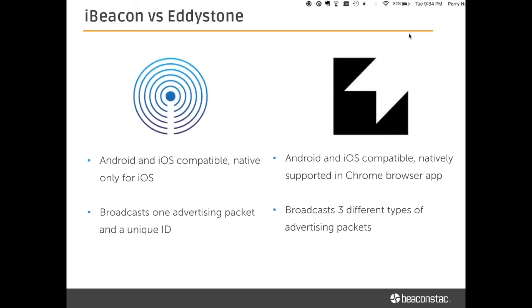And then lastly, there's Eddystone TLM, as in telemetry, which is basic health status information such as battery life on that beacon. This is really useful for when you're managing a large fleet of beacons and you want to quickly see what the battery life is and what the signal strength is on those beacons.